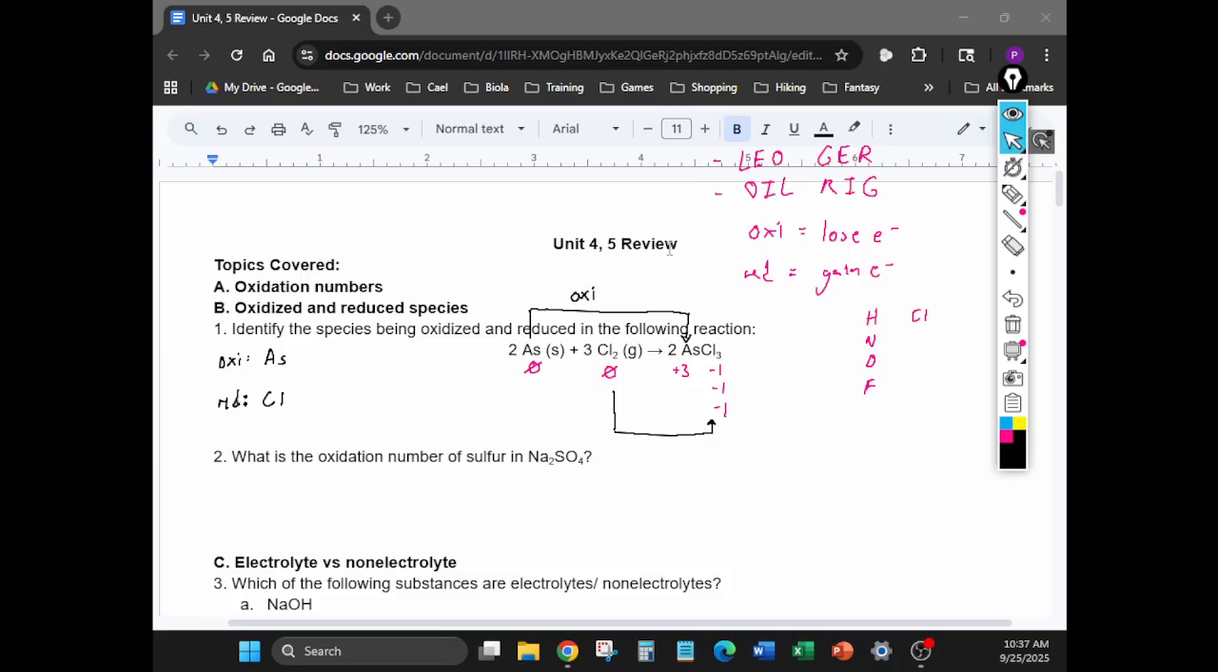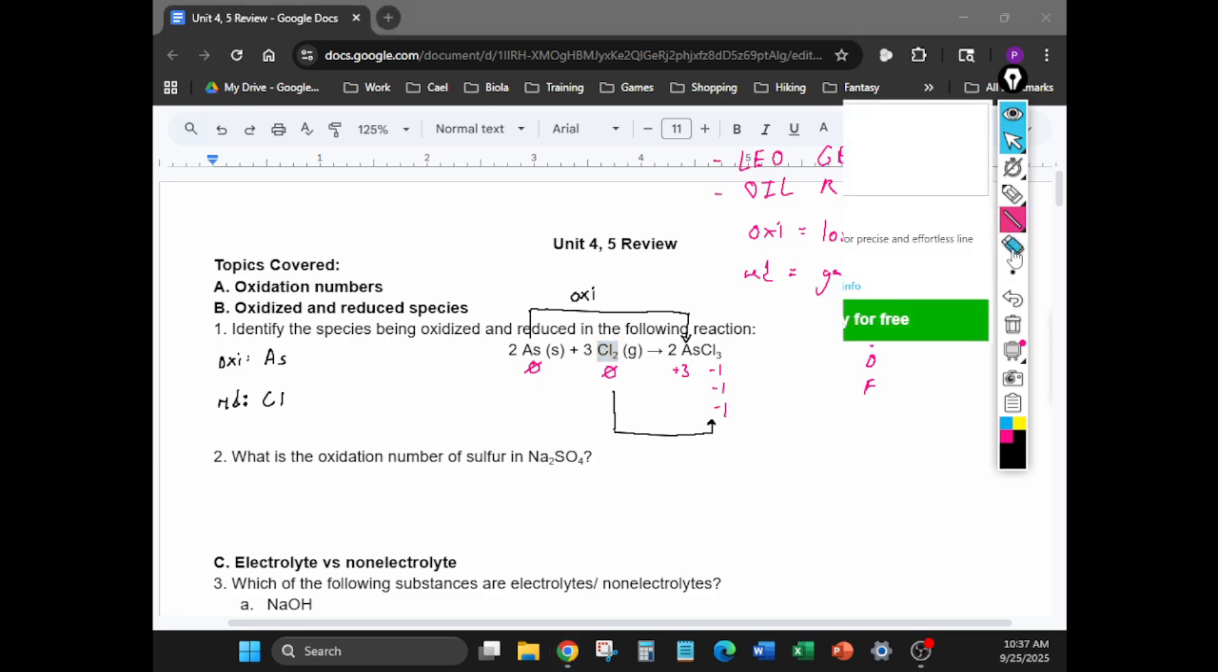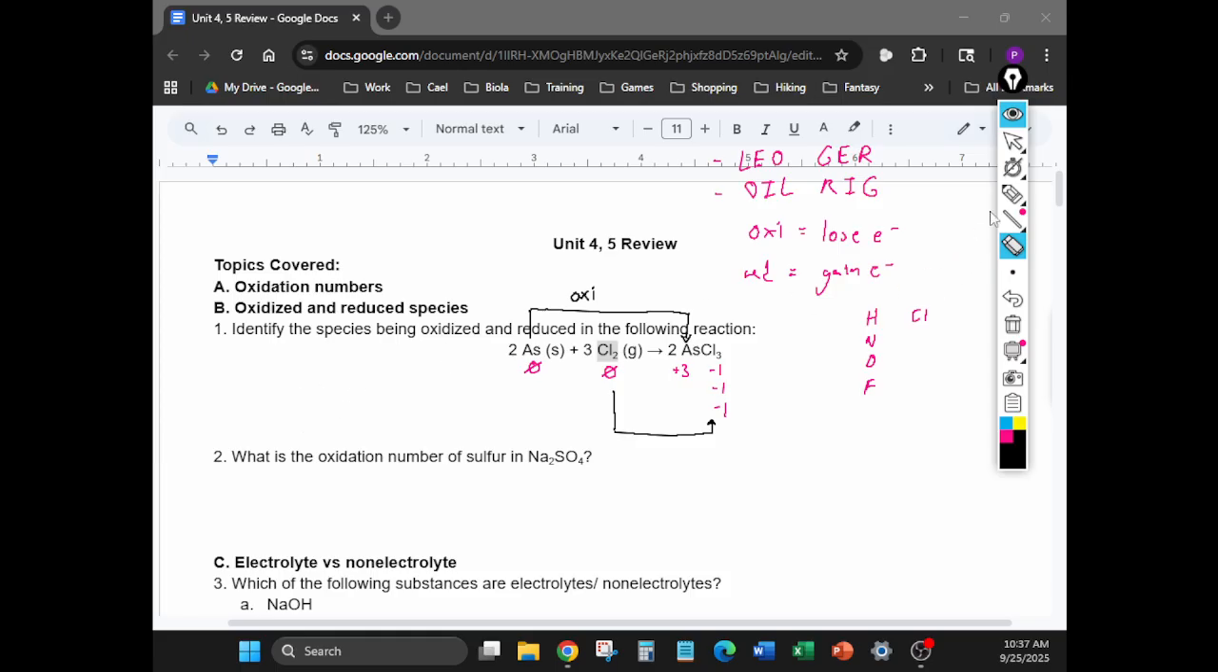All right, so that's how you can determine it. A couple things to remember: metals in their elemental form are solids, which is why this has an oxidation number of 0. And Cl2, a diatomic gas, is its elemental form. Oxidation: As. Reduction: Cl. I'm sorry, another day, another criticism of my handwriting. Oxidation, As, and reduction, Cl.